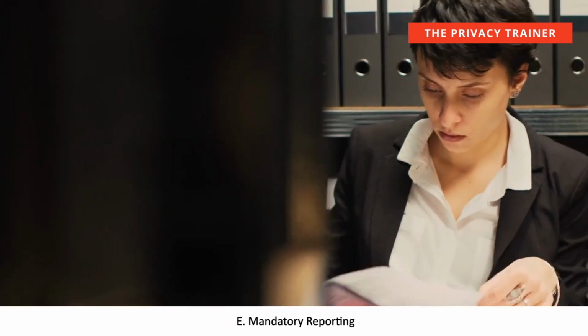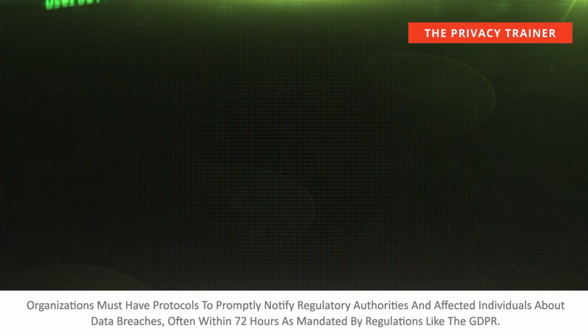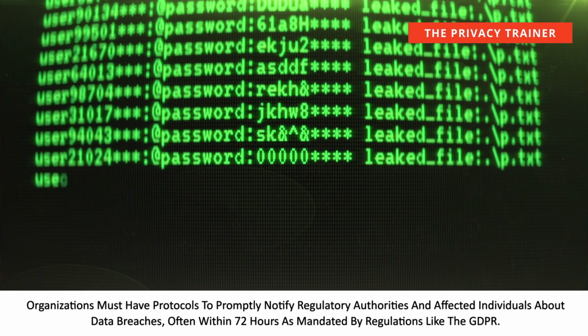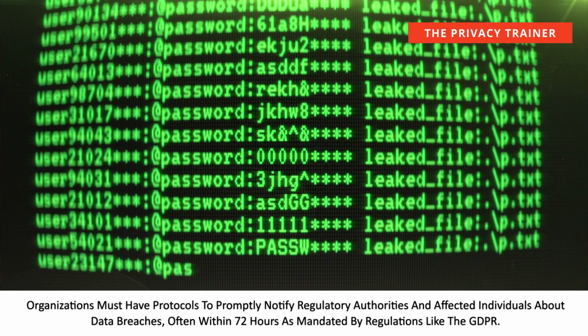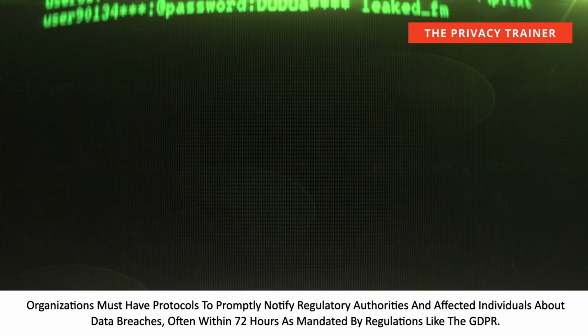Mandatory reporting. Compliance with legal requirements for breach notification is a critical aspect of privacy incident response. Organizations must have protocols to promptly notify regulatory authorities and affected individuals about data breaches, often within 72 hours as mandated by regulations like the GDPR.